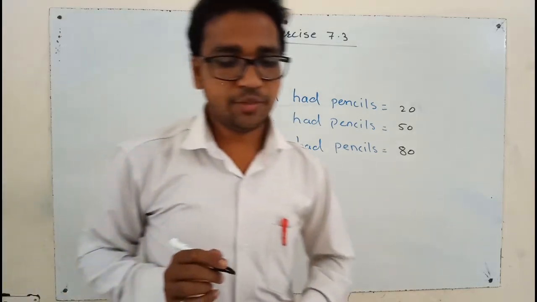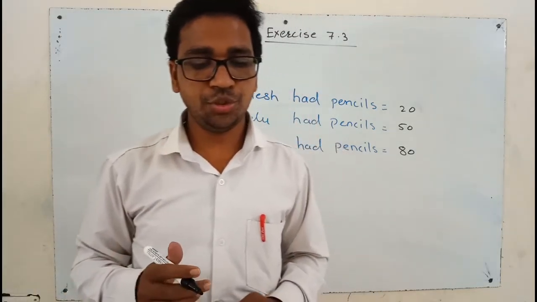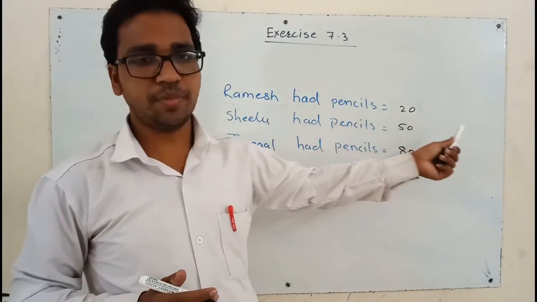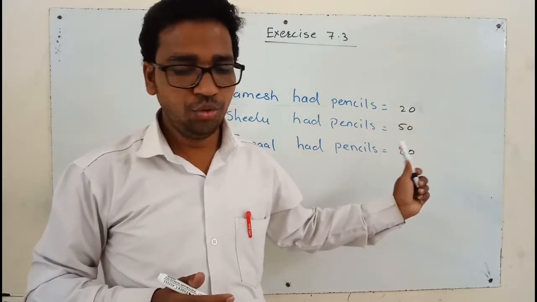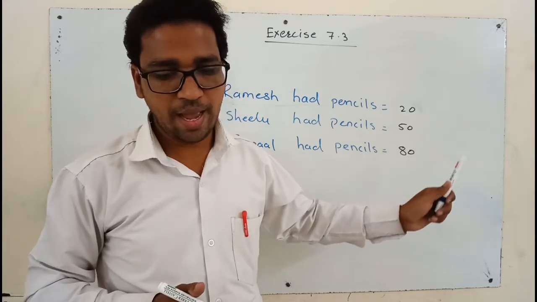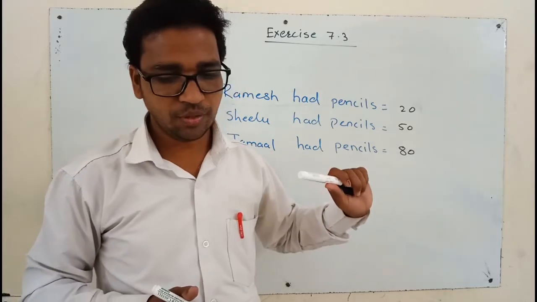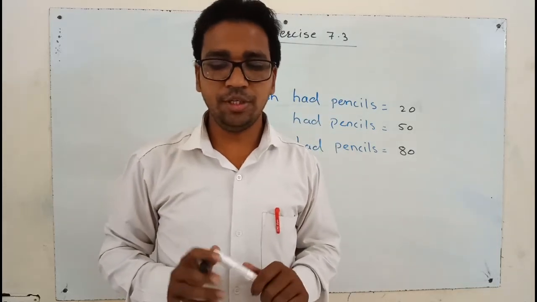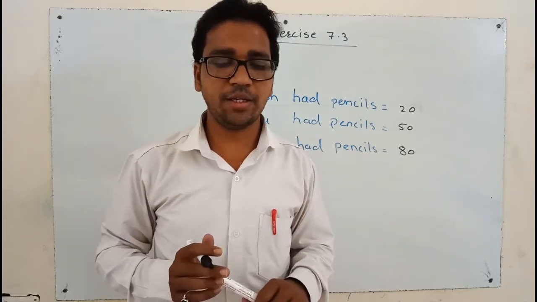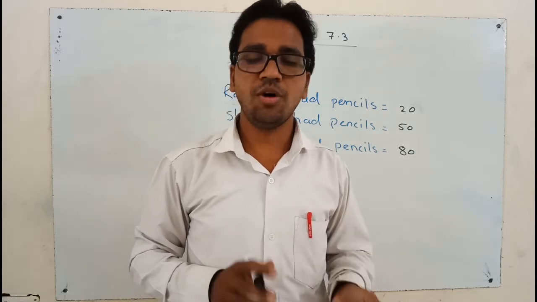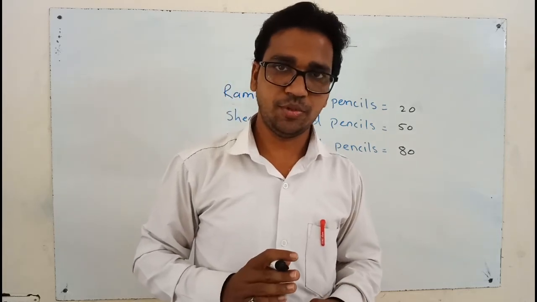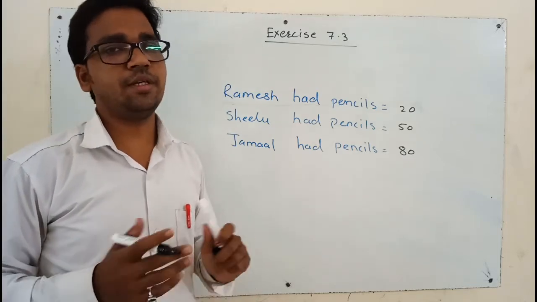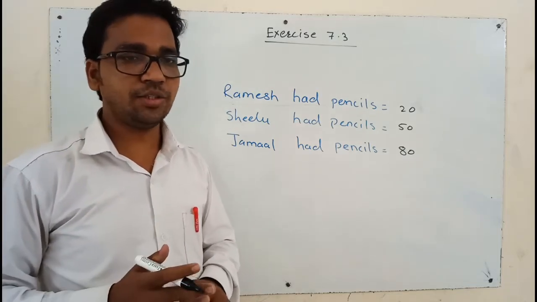Okay, after 4 months, Ramesh used up 10 pencils, Shilu used 25 pencils, and Jamal used 40 pencils. So, what fraction did each use up? Check if each has used up an equal fraction of her or his pencils. So we have to find whether everyone has equivalent fractions.